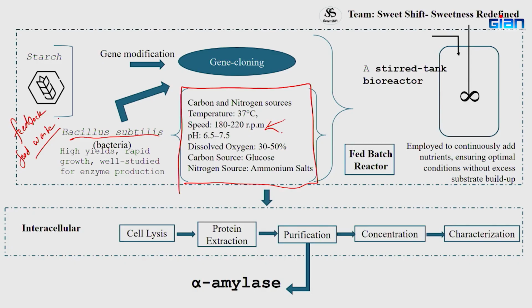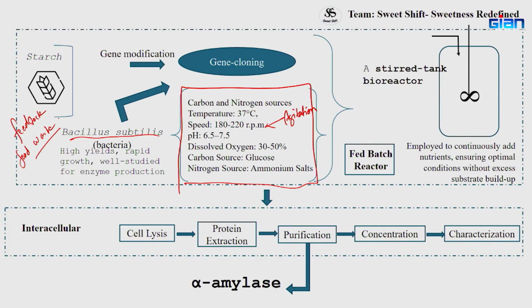So they went from 250 to 150 to 250 like that. So I opted for this: the pH value 6.5 to 7.5, the dissolved oxygen 30 to 50 percent, the carbon source will be glucose, and the nitrogen will be an ammonium salt. Here, if you go with the external tank, this will be the best one.